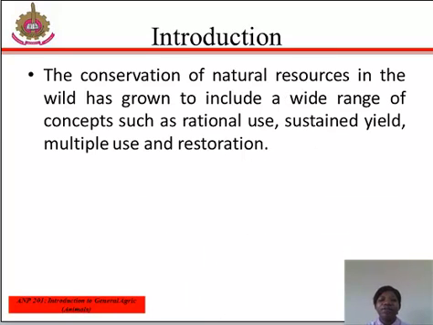Introduction. The conservation of natural resources in the wild has grown to include a wide range of concepts such as rational use, sustained yield, multiple use, and restoration. In the process of making the land sustain the production of annual crops of wildlife, the needs of wildlife are balanced with the perceived needs of man by considering ecological principles such as carrying capacity of the habitat.